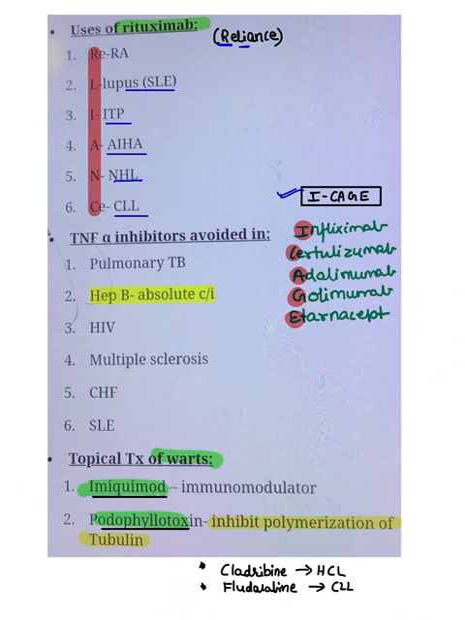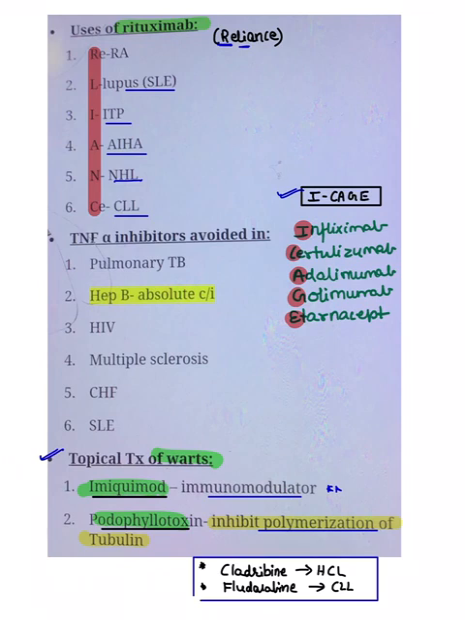For TNF alpha, the mnemonic is I CAGE. And what do we have for topical treatment? We can give imiquimod, which is an immunomodulator, or podophyllotoxin, which inhibits the polymerization of tubulin. These two we have already discussed.